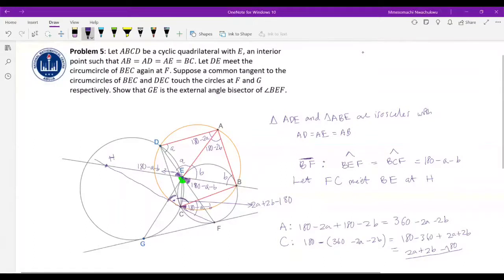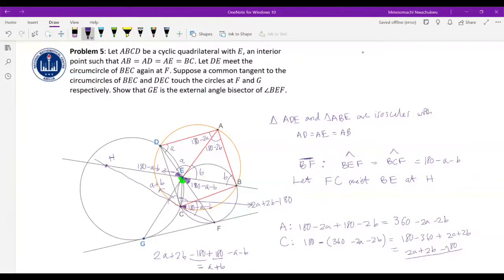We add these two angles: 2A plus 2B minus 180, plus 180 minus A minus B. The 180 cancels the 180, and 2A minus A is A, and 2B minus B is B. So this angle here is going to be A plus B. I just got this from the sum of angles on a straight line. So this angle here is A plus B.